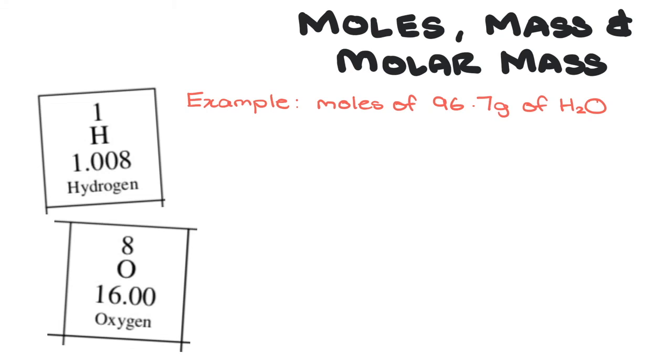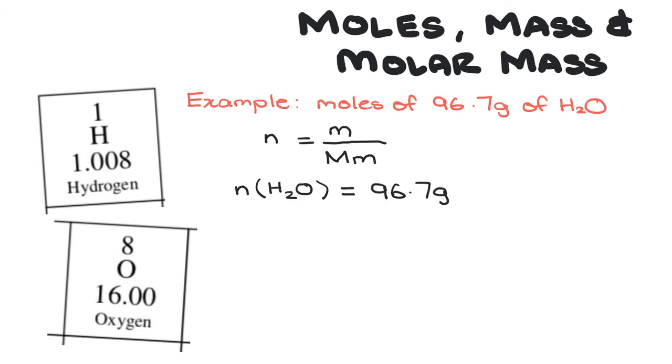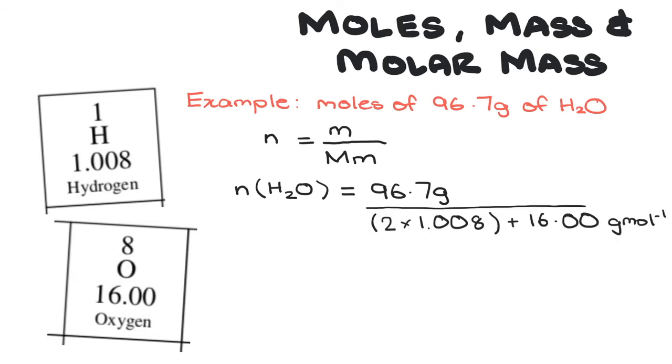How about the moles of 96.7 grams of water? Let's repeat. Here's the equation. Moles of H2O equals 96.7 grams over the molar mass of water, which is 2 times 1.008 plus 16, equals 5.37 moles. Remembering, with molecules and ionic substances, you have to add all elements within the formula to calculate the molar mass.